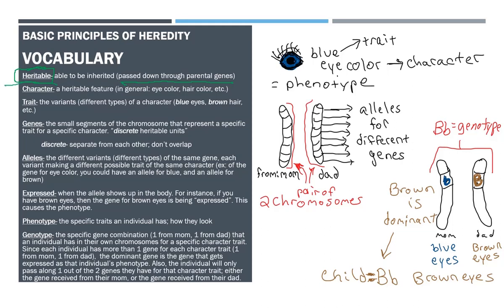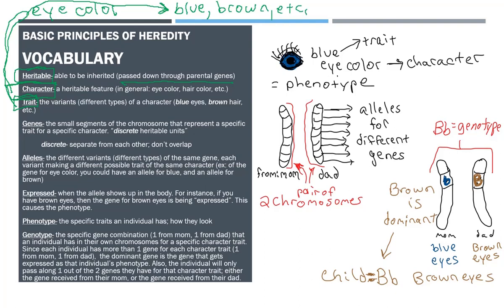Now, character is what we were talking about with genes. It's a heritable feature. So it's the general term. It's like eye color. It doesn't specify what color, it's just the gene for eye color. So if you're talking about eye color, you can say the character of the iris and the eyes. Now, trait is the word used to specify exactly what color the eyes are. So the trait would be blue eyes, brown eyes, etc.